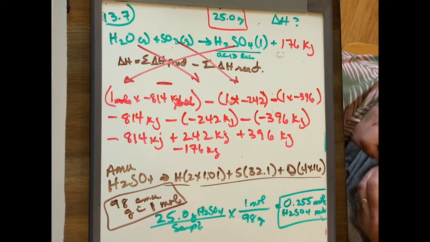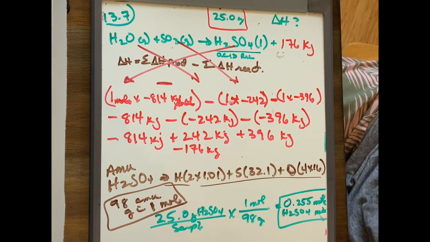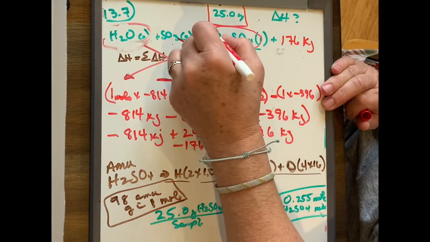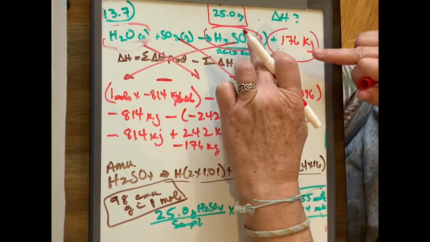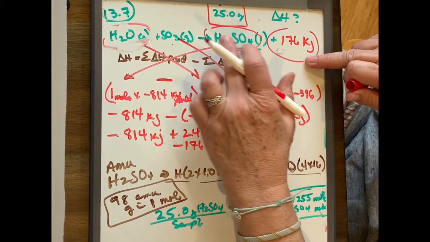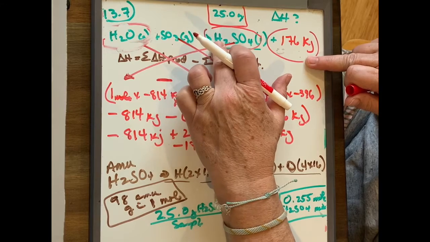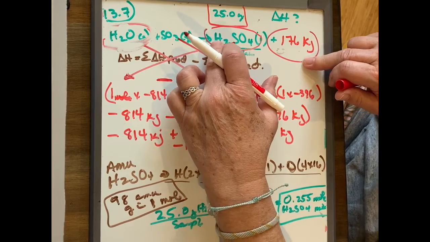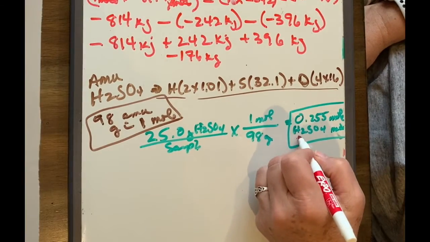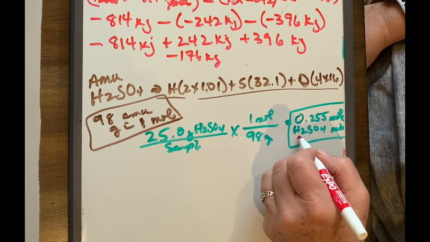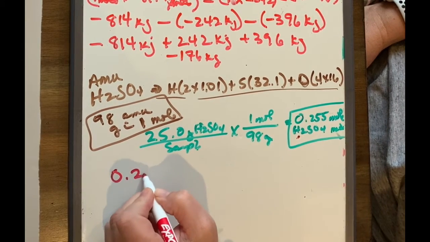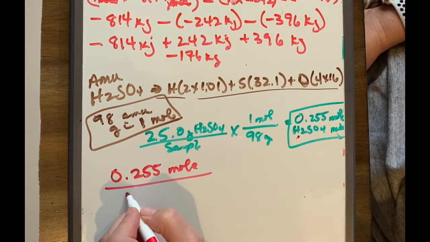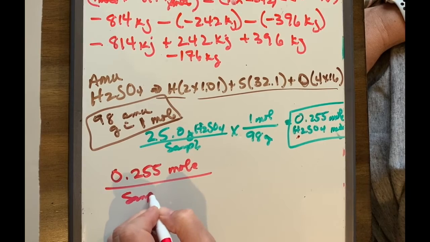Now here's the thing. They want to know how much energy, how much delta H occurred. We have to take care of this and this, and we've got to compare it. We've got to use it as a ratio, because we know for every one H2SO4 molecule that was made, there was this amount of energy expended. So we're going to use this as a ratio, or a conversion in a sense, to show us how much energy was expended when only this much of H2SO4 was made.